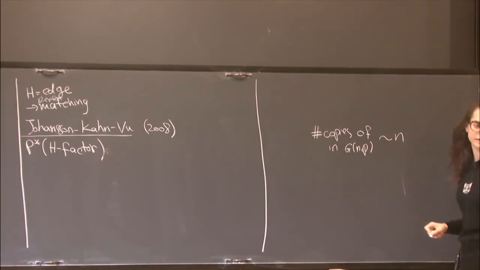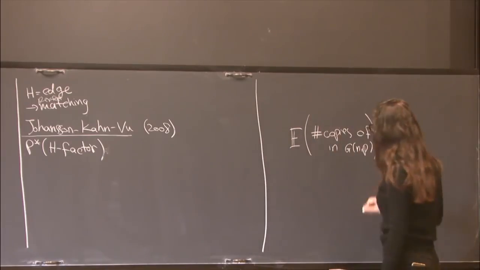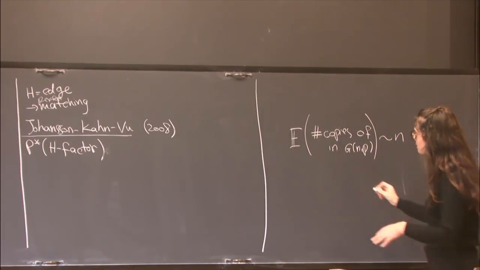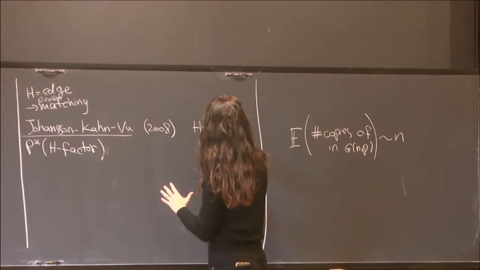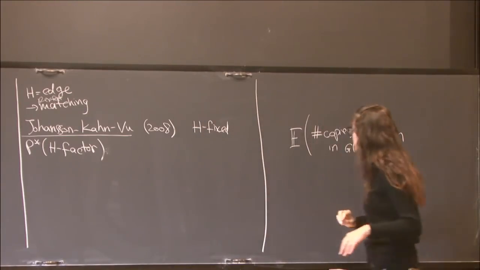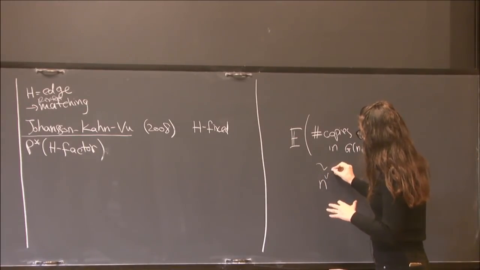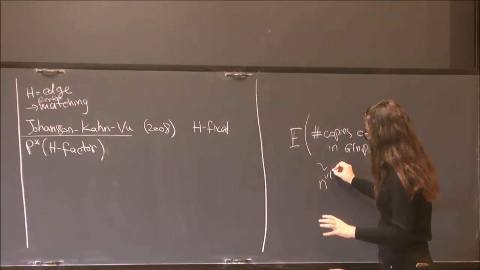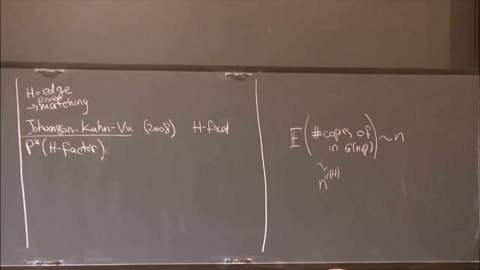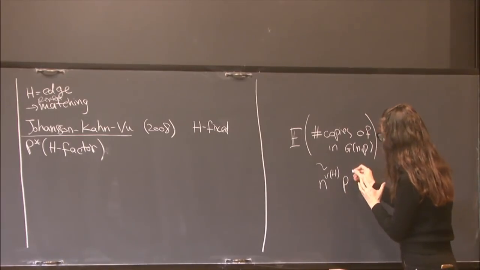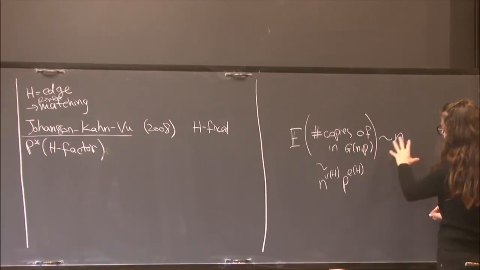This time we wanted to be linear. So let's see what we can expect. Let's look at the expectation of the number of copies, where H is a fixed graph. The expectation of the number of copies is more or less n to the number of vertices. We have to choose where we want to put the copies of H, and then we want the edges of this graph H to appear. And we want it to be linear.